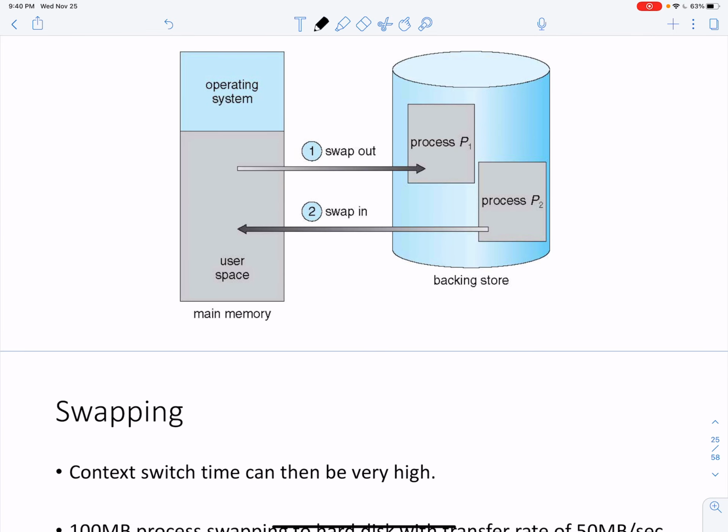And also swap can happen between different processes. We just swap one process that we don't want to execute anymore out, and then we swap a process that we want to execute in the near future in. This is called swap.